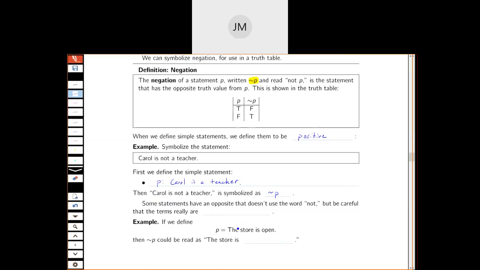This is done for clarity because if we allow anything to be a statement and you just write it as P, then it's very easy to get confused when you negate a statement that has a not in it. You can do that, it just gets more confusing. So when we use conventions like this, it's to keep things clear. All right, some statements have an opposite that doesn't use the word not. So we have to be careful that the terms are really opposite.